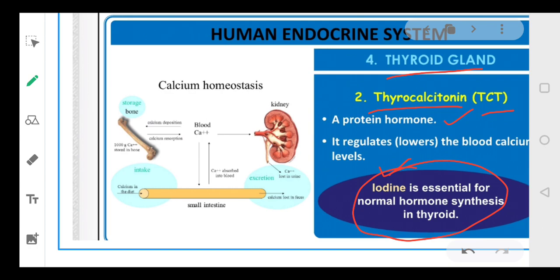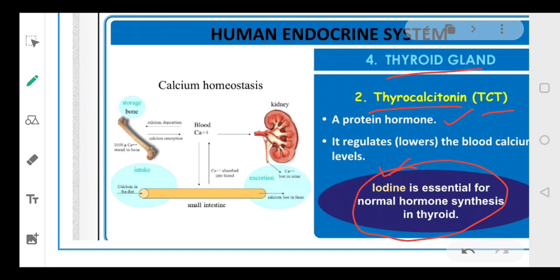And can you tell me which food component contains iodine? Very nice, the salt that we eat. So we should always take iodized salt. The salt we eat should be iodized. That should have iodine present in it, so that when our body requires iodine for the production of T3, T4 and TCT, it can utilize that iodine, right?